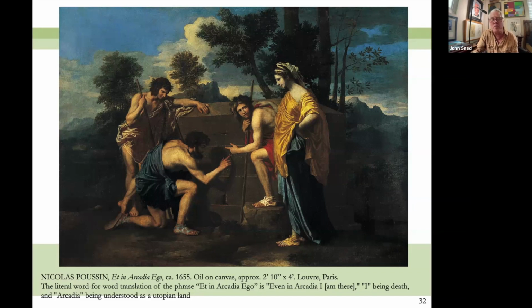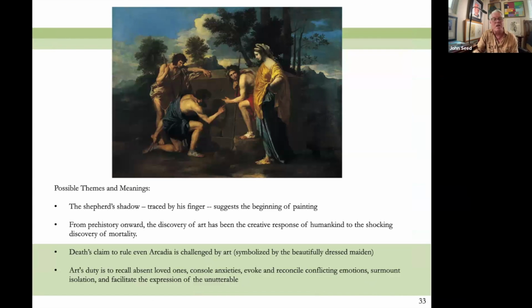And how would you interpret that? You could say she's a very, very elegant figure of death. Maybe death is going to come early to one of them. But there are other ways to understand it as well. She may be a figure of poetry or creativity, because the impulse to make art, the impulse to make poetry, comes from the knowledge of mortality. So the shepherd who's there, his shadow is tracing his finger, and that might suggest the beginning of painting itself.